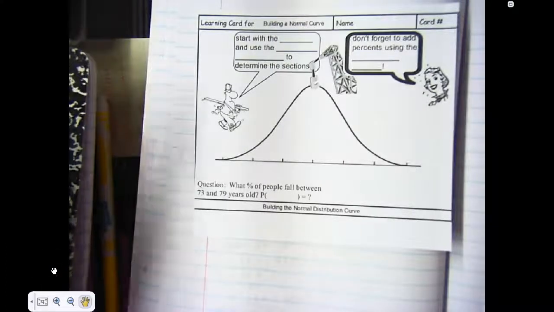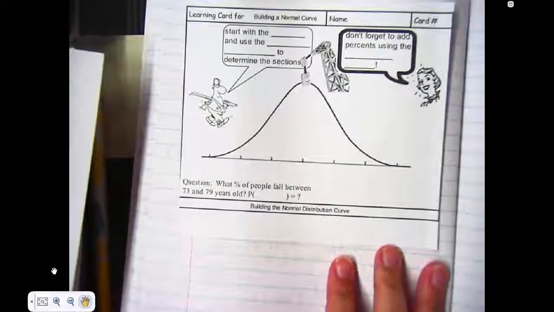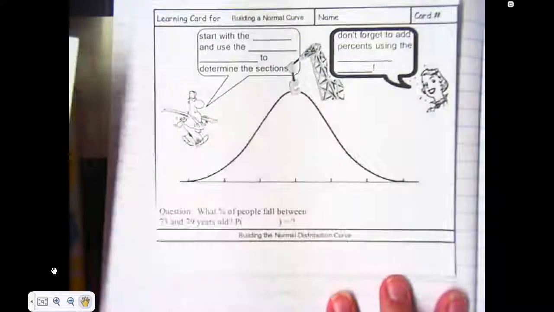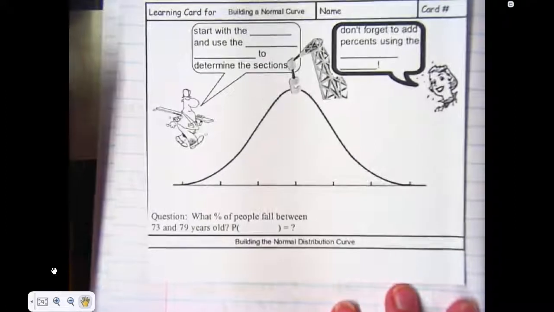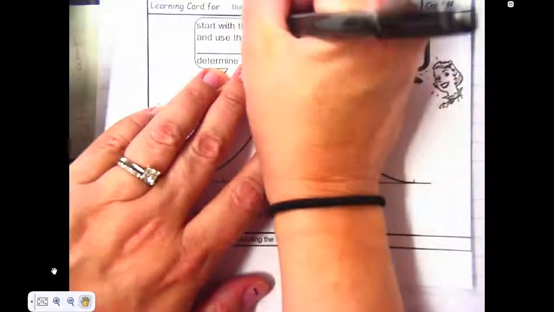Okay, we're going to go ahead and take a look at the empirical rule and Chebychev's theorem. So first of all, we're going to build the normal curve. This you should be familiar with from Algebra 2, but in case you've forgotten, we're going to go over it. Whenever you're building a normal curve, you always start with the mean and use the standard deviation.